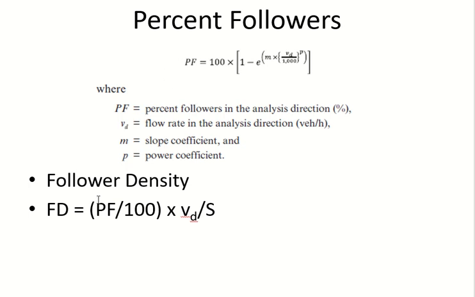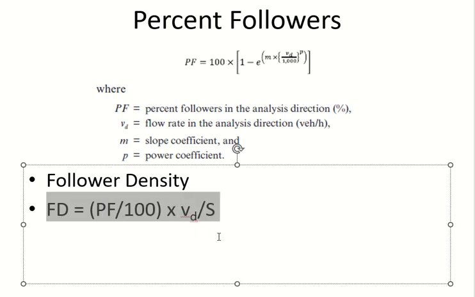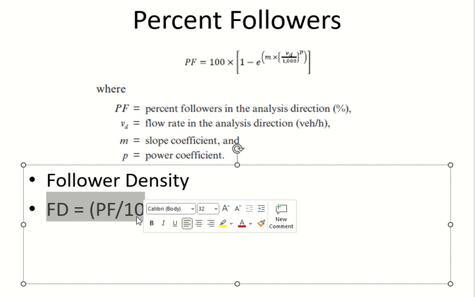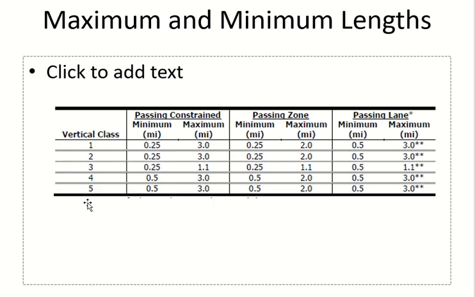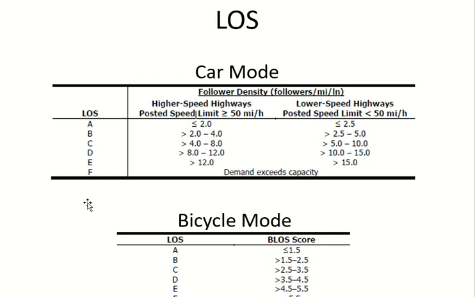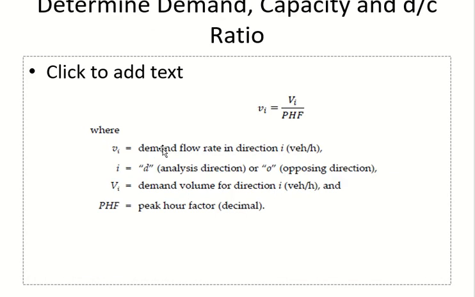Once you have calculated it, you will come here and calculate follower density. Follower density is percent followers divided by 100, multiplied by flow rate in your direction, divided by speed in your direction. Flow rate upon speed. Once you have follower density, you have this table which tells you about the level of service. So follower density will be put here to calculate the level of service.